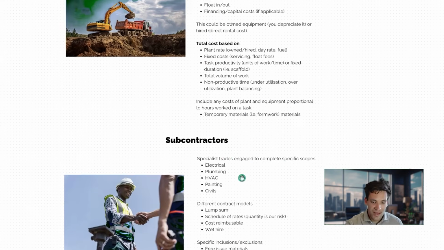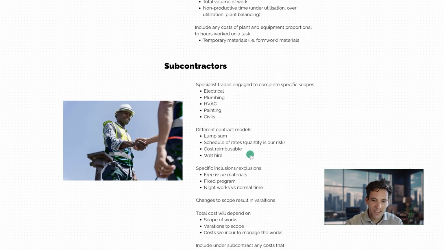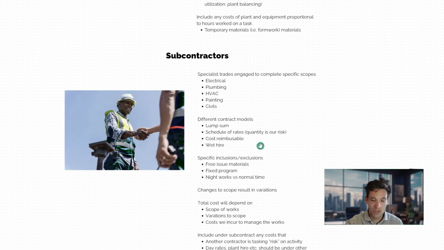Next up, we've got our subcontract costs. So these are the costs of any specialist trades engaged to complete specific scope of work. So if we're a general contractor, the majority of our project direct costs are going to be made up of subcontractors. So you've got things like electrical, plumbing, HVAC, painting, civils, so on and so forth.